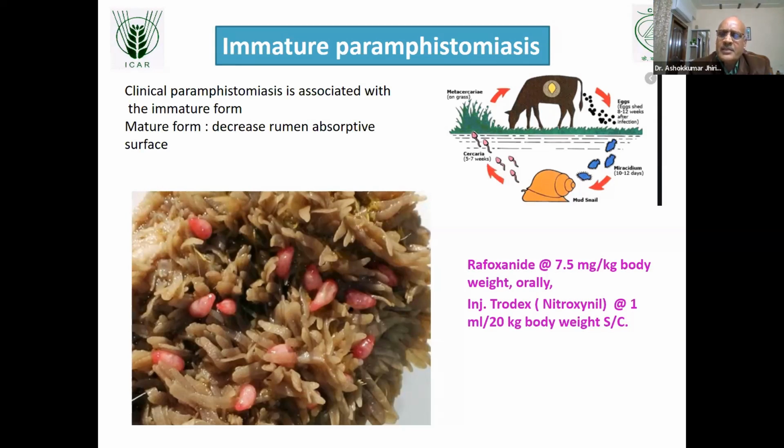There are different medicines being used for the paramphistomes, like resorantel and Trodax. So they are very effective medicines. Next one.